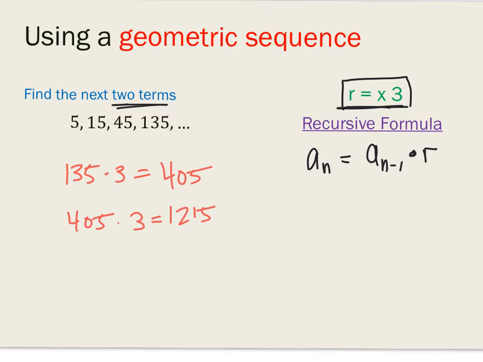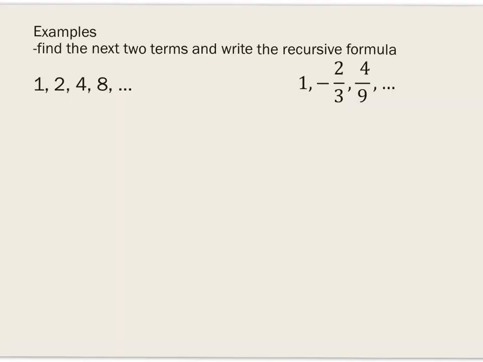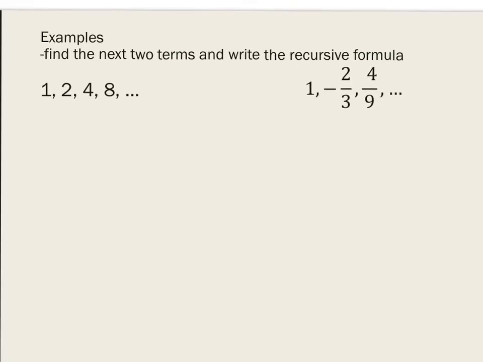So the idea is that we can find any term, and this is, like I said before, the way that we would be able to intellectually think about this and use our intuition to say, oh yeah, we just keep multiplying by 3. And that's exactly what the recursive formula does. It just helps us create a list, and then we could just keep going on and on with this as many times as we needed to. Here's just a couple examples of doing that. We're going to find the next two terms, and then we're going to write our recursive formula for that.